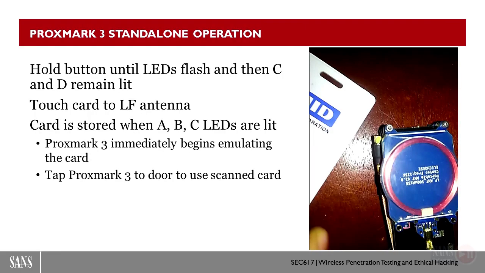So standalone operation, you hold the button until 2 of the LEDs are lit. When it's lit, it's going into read mode. You present a card to it, whether you bump into someone that you're trying to get surreptitious access to their facility, and then it will automatically tell you when it has stored by lighting the A, B, and C LEDs, and D turns off, and then immediately starts replaying the card as read, and then just present it to the reader. And if it's a card that works on that door, it should grant you access.